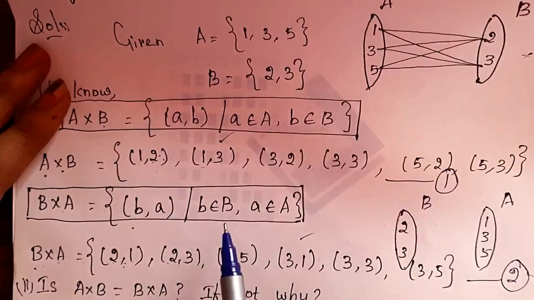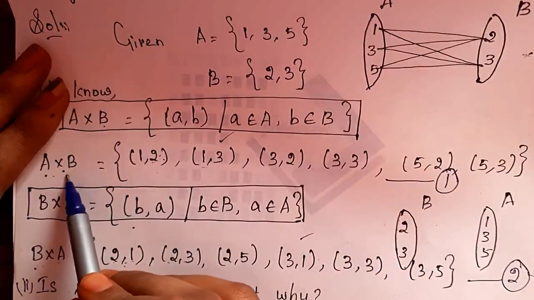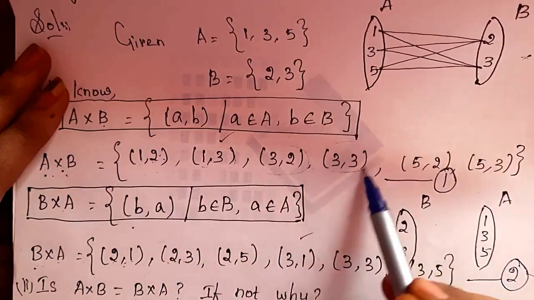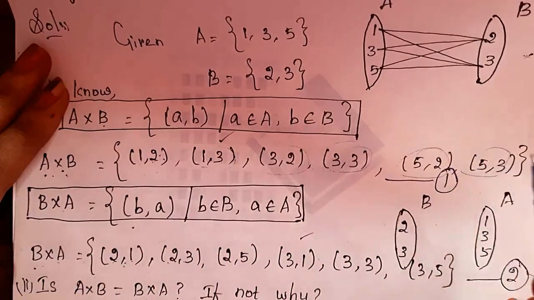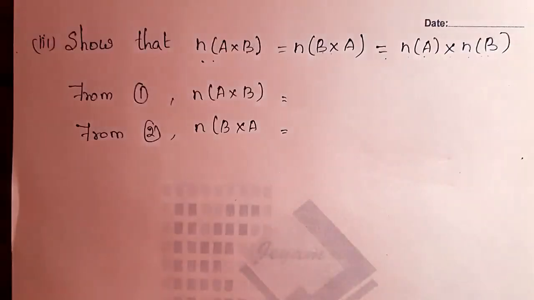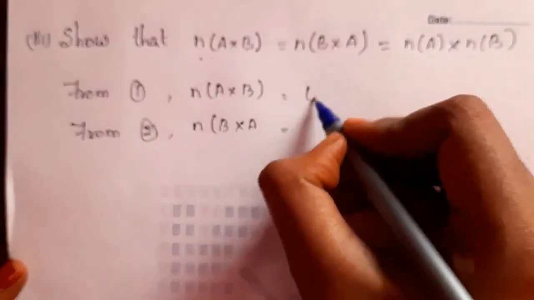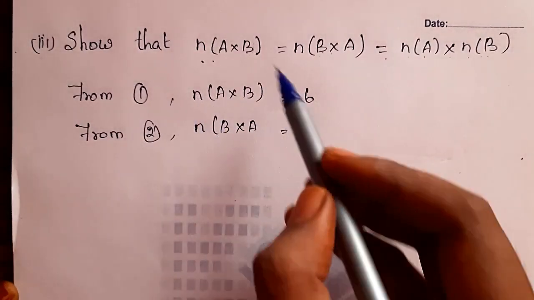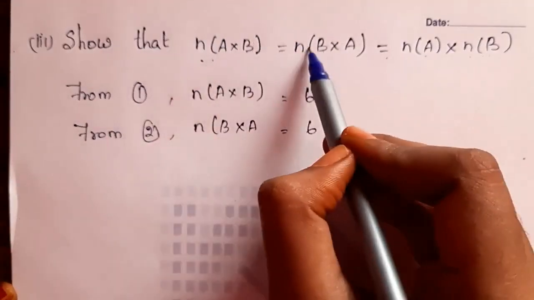Just check it. Listen. A cross B: how many elements are there? 1, 2, 3, 4, 5, 6 elements. Also, how many elements are in B cross A? 1, 2, 3, 4, 5, 6 elements. So both have 6 elements. Clear now? So if both have 6 elements, we can prove that both are equal.